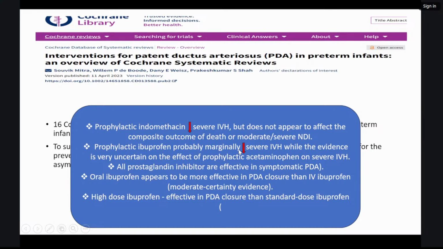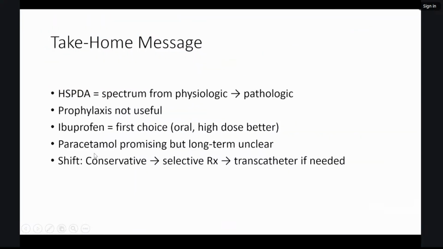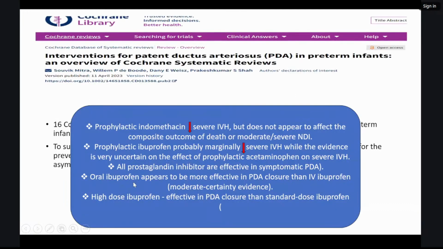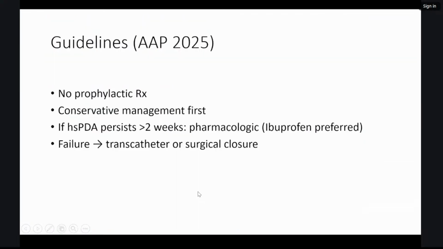Prophylactic ibuprofen marginally reduces IVH, while evidence is very uncertain on the effect of prophylactic acetaminophen on IVH. Oral ibuprofen appears to be more effective, and high dose is also found to be more effective, as I already told. So guidelines from AAP 2025: no prophylactic treatment for significant PDA, wait and watch in most of the cases for spontaneous closure. Conservative management always comes first.